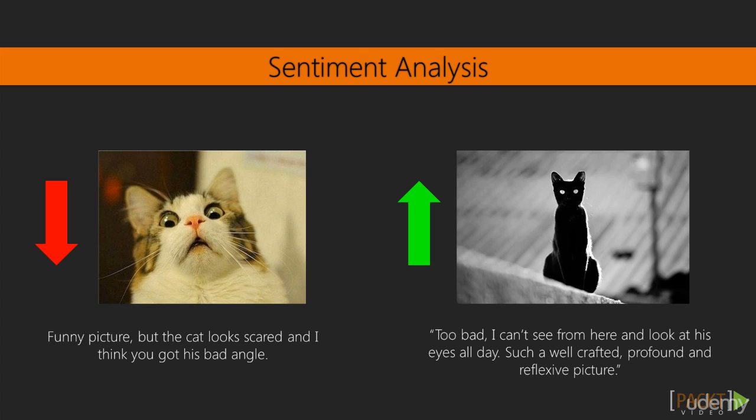For the first one on the left: funny picture, but the cat looks scared and I think you got his bad angle. The other one is: too bad, I can't see from here and look at his eyes all day. Such a well-crafted, profound, and reflexive picture. See how we have positive words in the negative review and negative words in the positive one? It all depends on understanding the entire phrase context, right? The dataset we are going to use to learn this task is the IMDb movie review dataset.